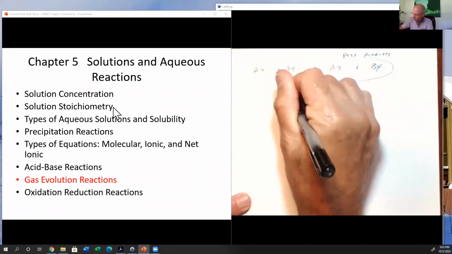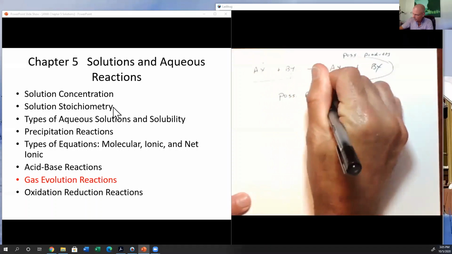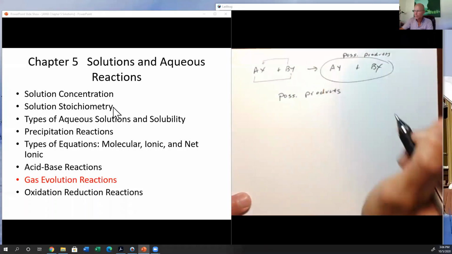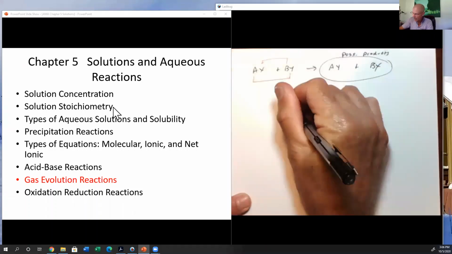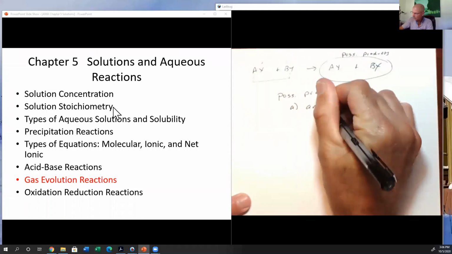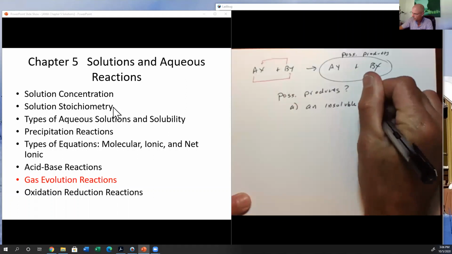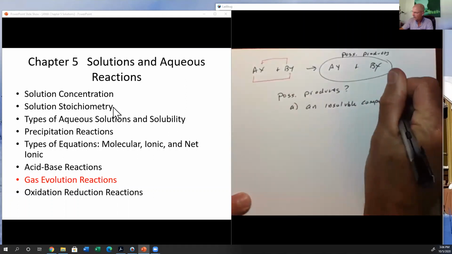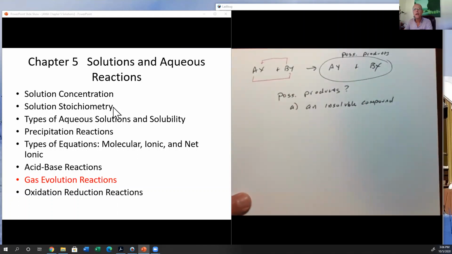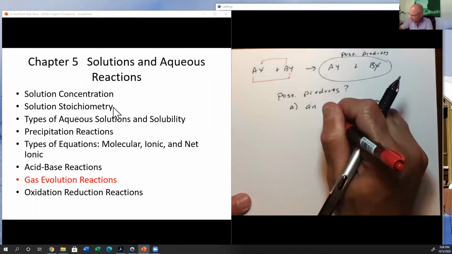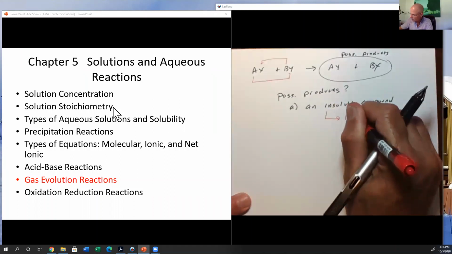Is any one of the possible products an insoluble compound? If any one of them is an insoluble compound, then what kind of reaction do we have? Precipitation. Then we have precipitation. That leads to a precipitation reaction.